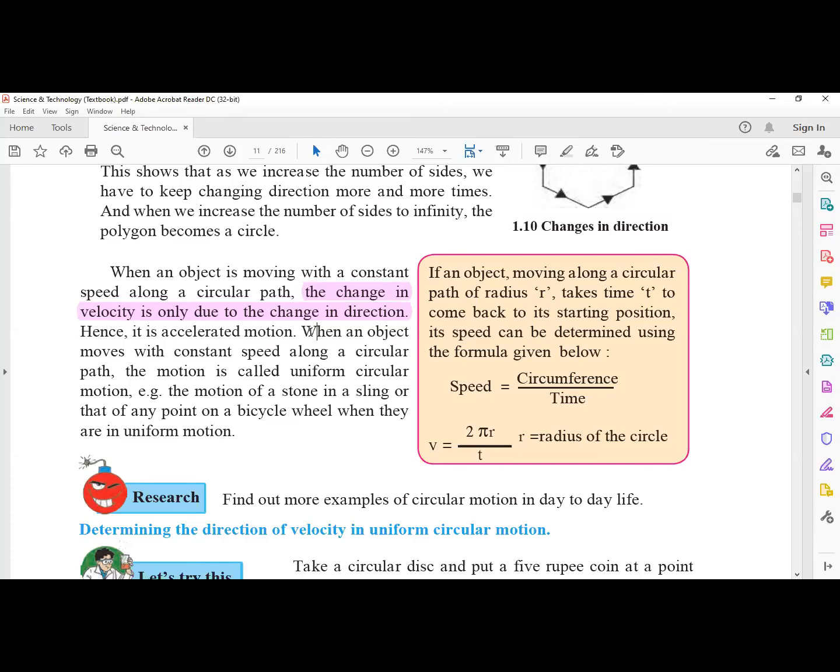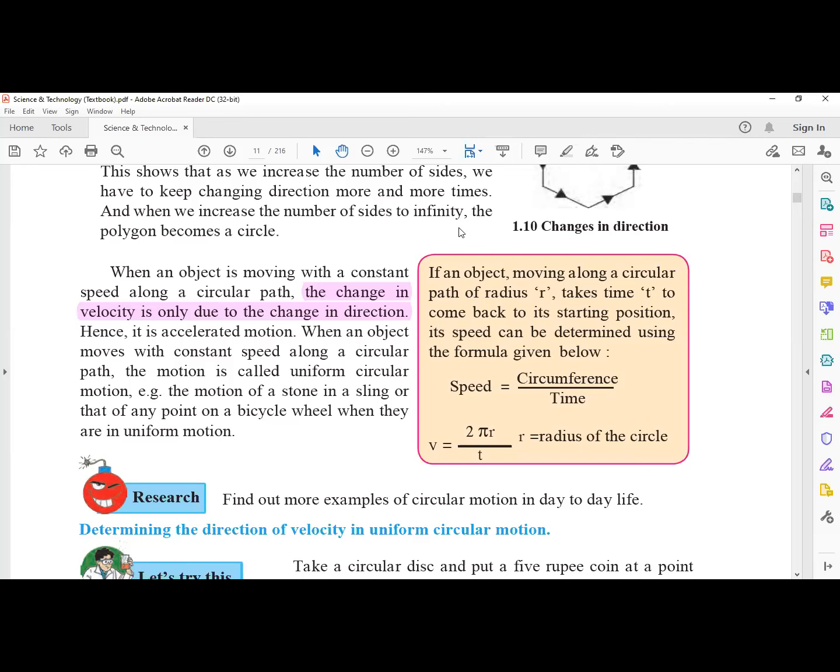Okay, so when an object moves with constant speed along a circular path, the motion is said to be uniform circular motion. For example, the motion of a stone in a sling or that of any point on a bicycle wheel when they are in uniform motion. Suppose you have a stone and a thread. You tie the stone at one end and whirl it around. What do you observe? The stone performs a circular motion.